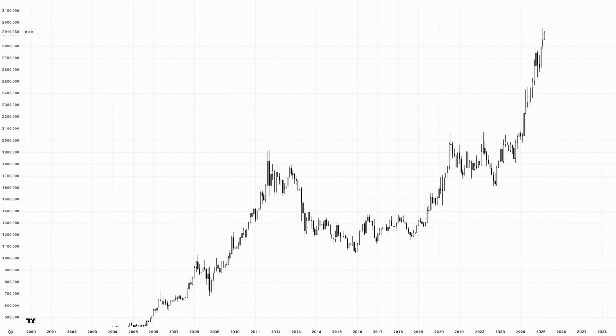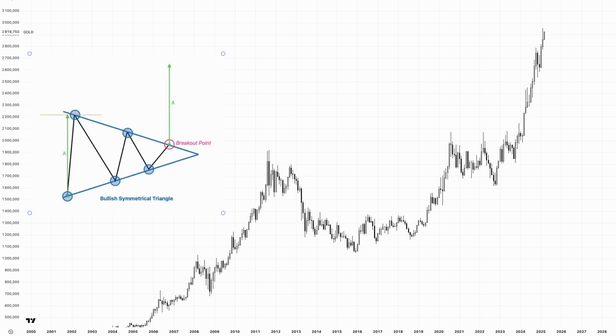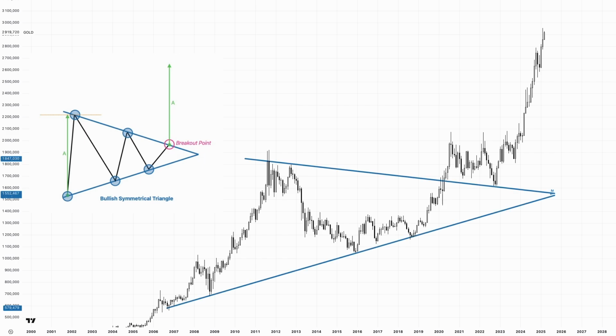Let's start with the monthly charts, where each candlestick represents 1 month. We're looking at gold's movement from around 2008, the subprime crisis, to today. From 2006 to 2023, gold formed a symmetrical triangle pattern. It looked like this. This is a very common pattern in financial markets. Here, we see this triangle pattern in real price movement with 2 blue trend lines converging.